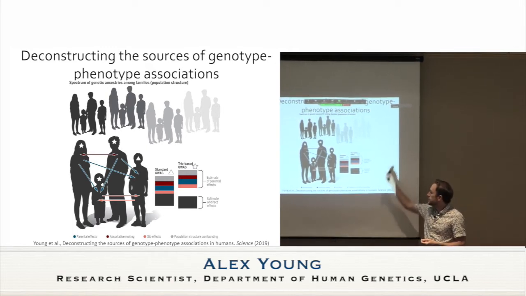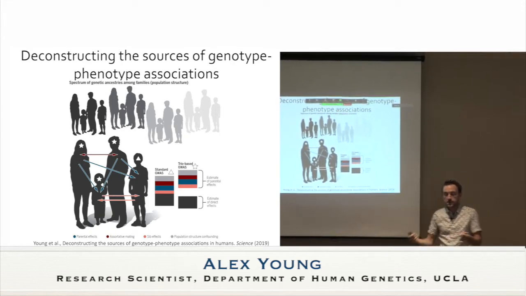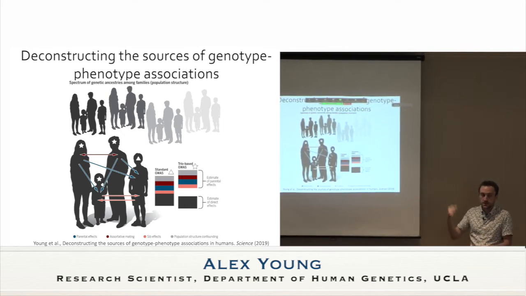And if you use parental genotypes as controls, what you're essentially doing is using the random variation in the offspring genotype due to the segregations that occur during meiosis in the mother and the father to separate out the causal component, the direct effect, as we call it, the causal effect of inheriting a particular allele, from these other factors that contribute to genotype-phenotype association in the population.